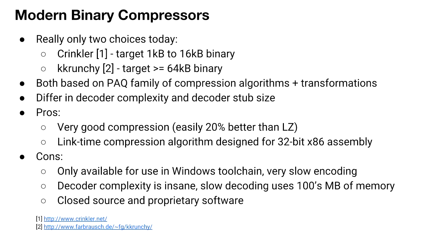They're both based on the PAQ family of compression algorithms, plus some interesting binary transformations at the end. There, you would pre-transform the binary, do your compression, then post-transform the binary, and as long as they match up, you're fine. The pros are that they have very good compression. It's pretty much across the board, you get 20% just because of the way the context modeling is done. And the algorithms are designed specifically for 32-bit x86, so the nice thing about that is those instructions are smaller and they compress better, so you get a lot more bang for your bit.